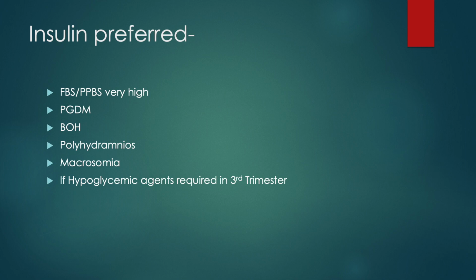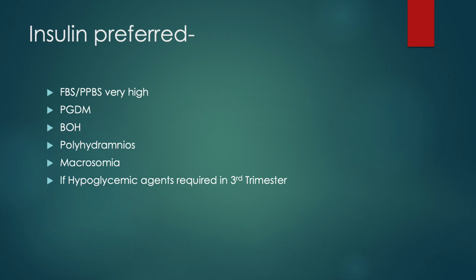Even though we can use insulin as well as oral hypoglycemic agents, depending upon the preference of the individual patient, in certain conditions insulin is more preferred. When the fasting blood sugar and postprandial blood sugar are very high at the time of diagnosis, or if she has pre-gestational diabetes mellitus, or if there is a history of previous preterm delivery, macrosomia, intrauterine death, or a neonatal death which we suspect is due to diabetes. In such cases, it is better to put her on insulin.